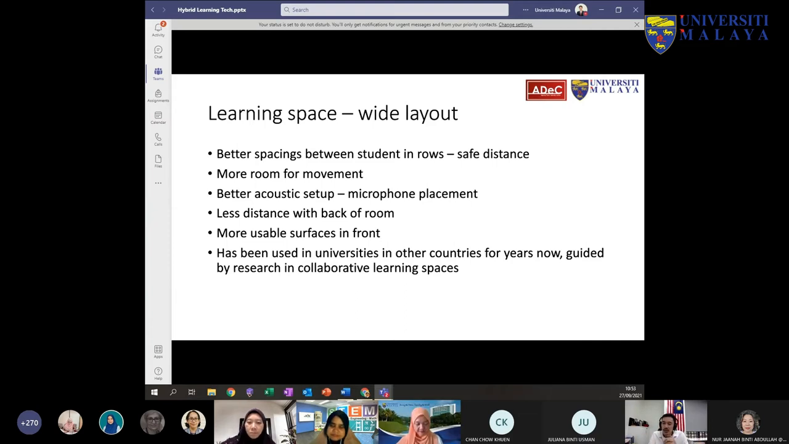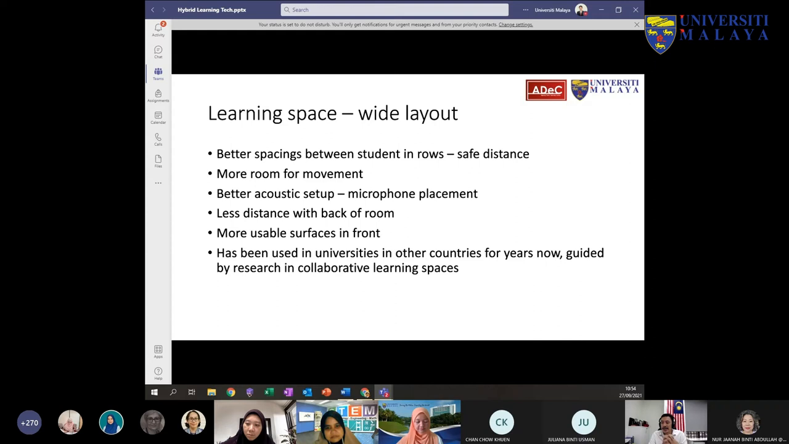And then you are going to actually have more usable surfaces in the front. So imagine that if you do set up for learners, the learners will need to have access to all the kinds of technology that you use, even the whiteboard. Whiteboard is a technology, isn't it? For the students on the remote side, with a wide layout and a wide angle camera, the remote learners will be able to see the projection screen. They will be able to see the whiteboard at least.